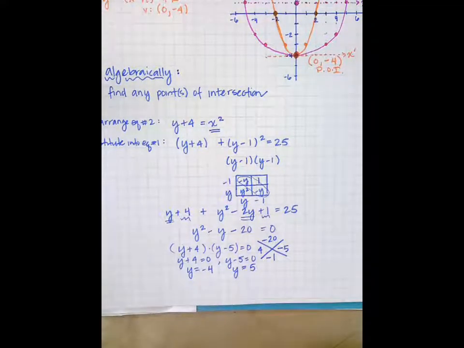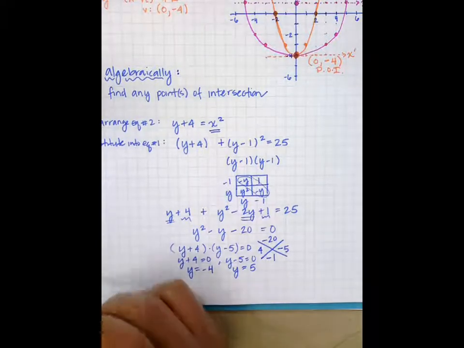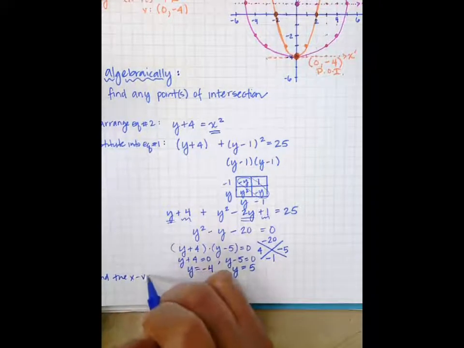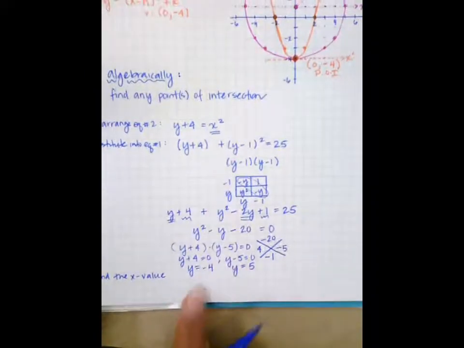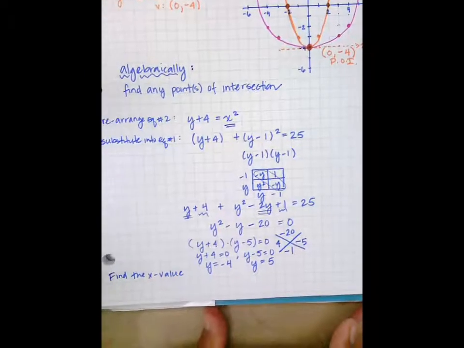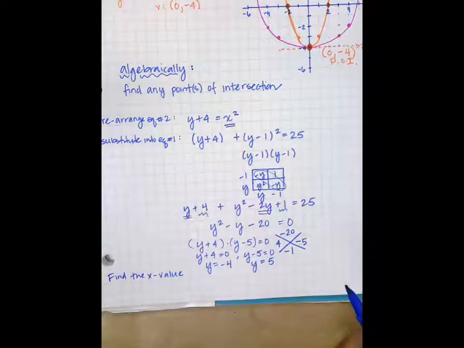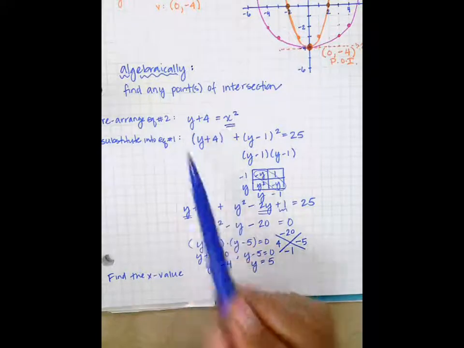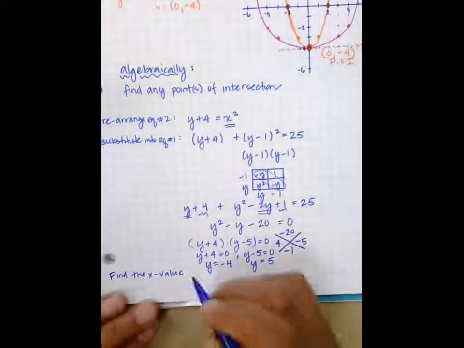That, however, is just the y value. Points of intersection are coordinates, so you've got to go back and figure out the corresponding x value. We need to find the x value that corresponds to each one of those particular y values. I've got an equation that's already solved for x squared, this one right here: x squared equals y plus 4. So let's go ahead and do that.